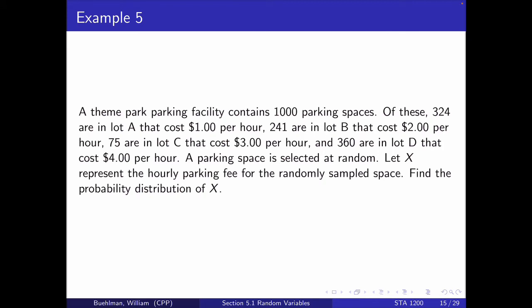Example 5. A theme park parking facility contains 1,000 parking spaces. Of these, 324 are in Lot A that cost $1 per hour to park. 241 are in Lot B that cost $2 per hour to park. 75 are in Lot C that cost $3 per hour, and 360 are in Lot D, which costs $4 per hour. A parking space is selected at random. Let X represent the hourly parking fee for a randomly sampled space. Find the probability distribution of X.